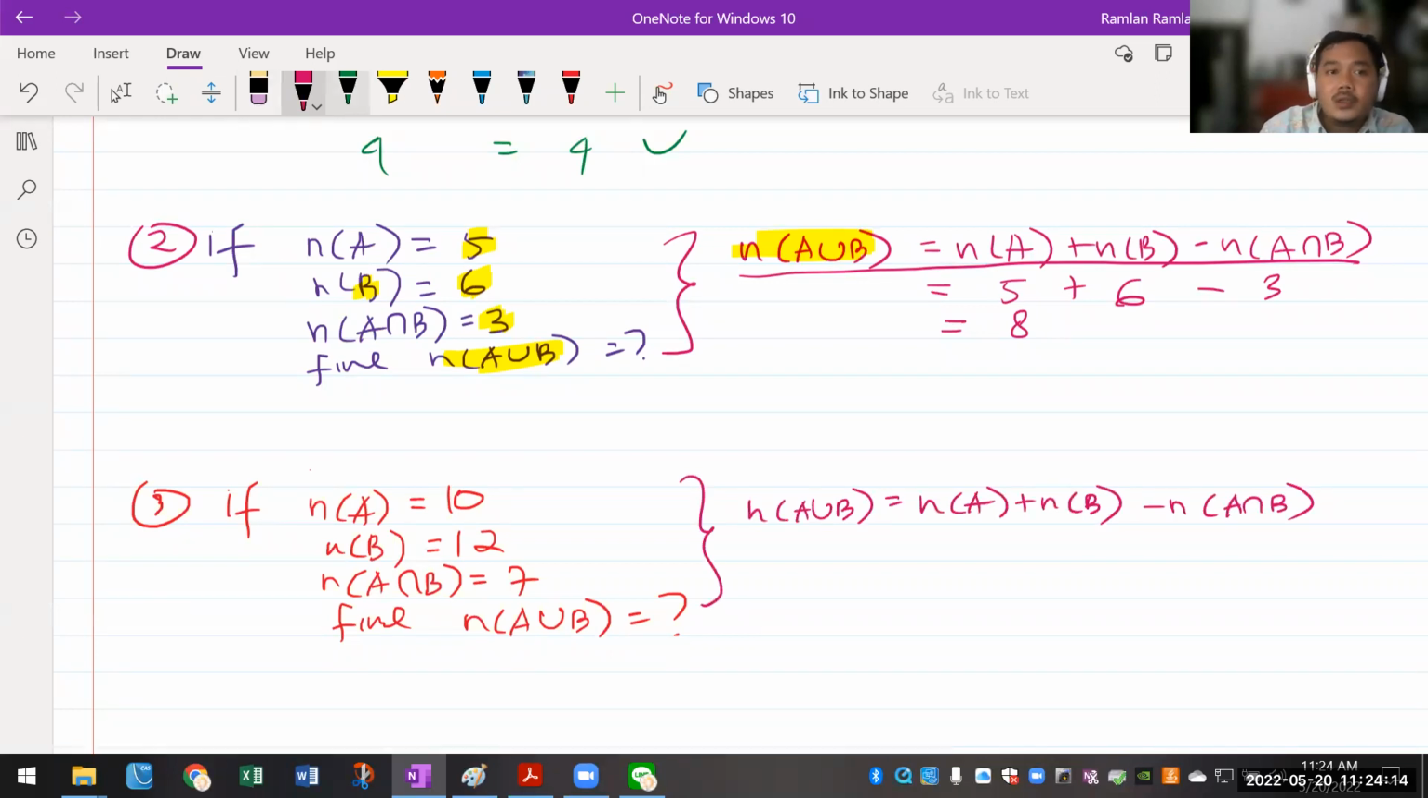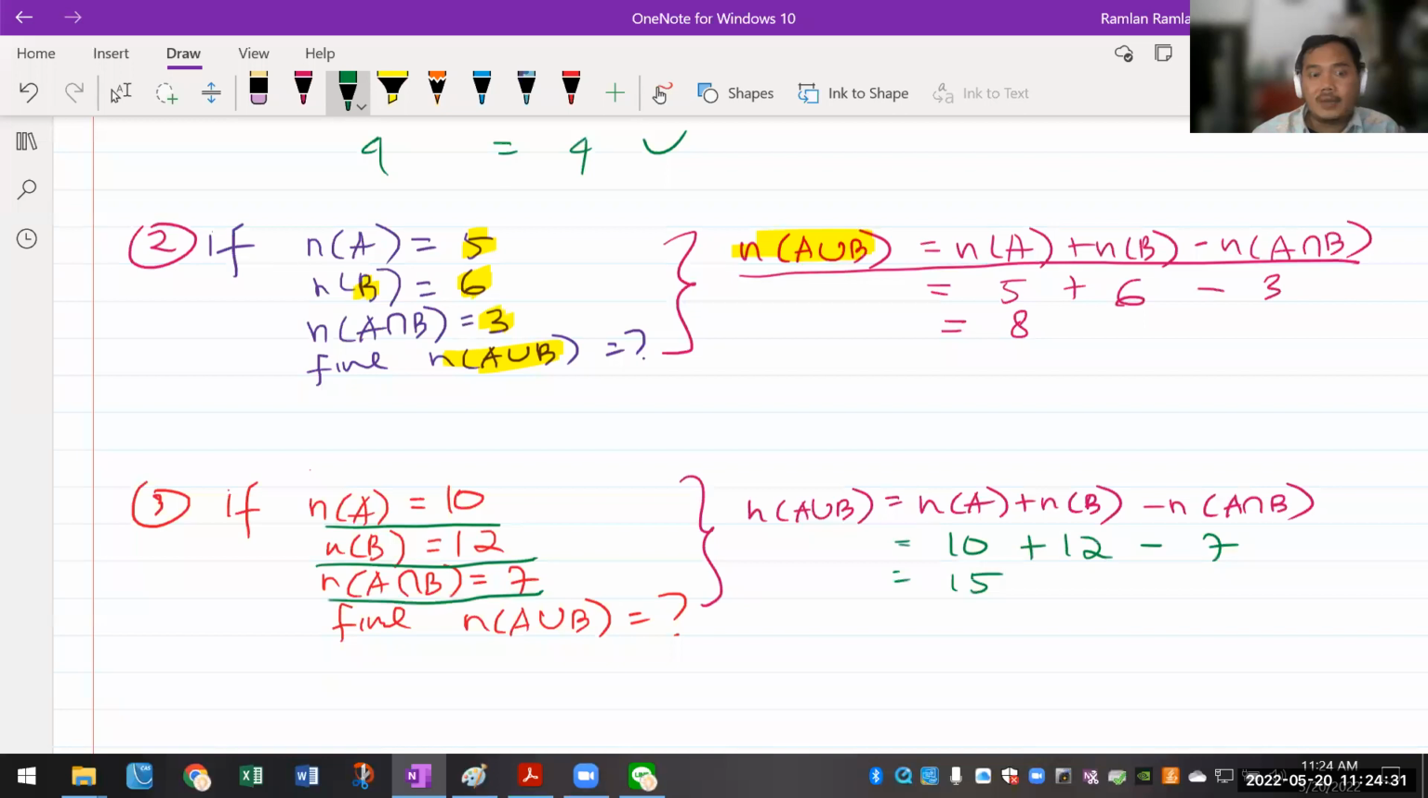In the question here, we have N(A), which is 10, so put the 10 over here. And we have N(B), which is 12, so put it over here. And then we have N(A intersection B), which is 7, and put it over here. So it's just 10 plus 12 minus 7 equals 15. That's it. Pretty easy, right?